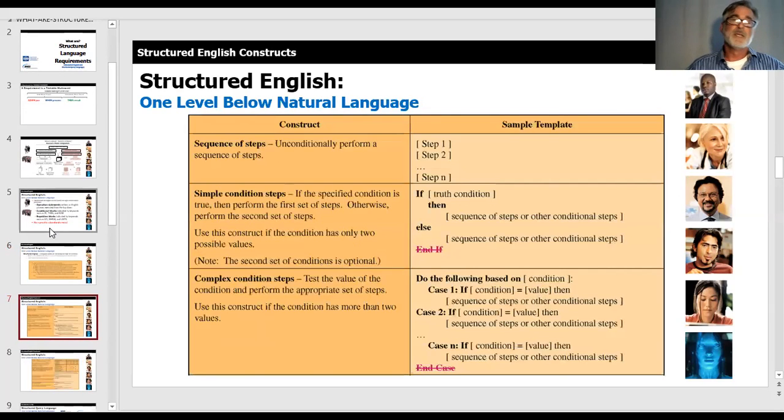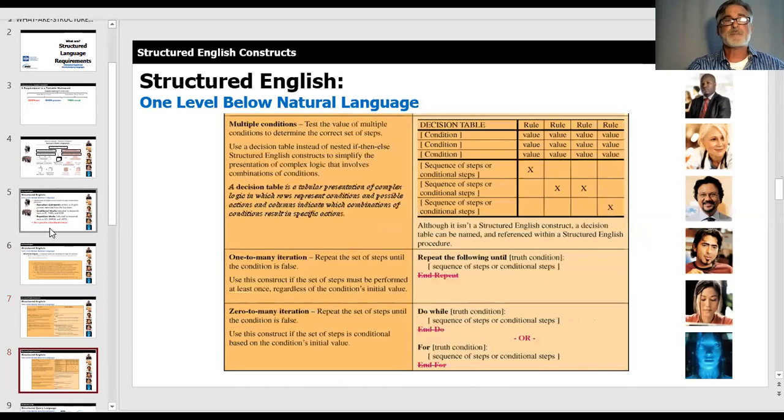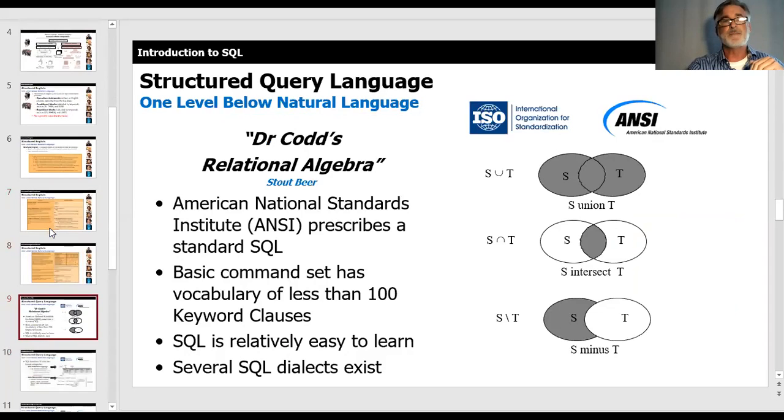Okay. Here's another example of structured English, one level below, and I'm running low on time, so I'm going to speed up. Again, sequence of steps, simple conditions, complex conditions, and then here are decision tables, which again are usually associated with business rules. You might have one-to-many iterations, zero-to-many iterations, things of that nature. Okay, so that was structured English.